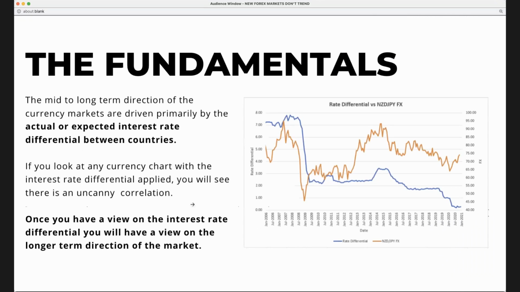Now, what I like to use is interest rate differentials, because I've found over time there is a correlation there. Now, it doesn't have to be perfect. It just has to give me a view of the markets for the next, say, 3, 6, 12 months. And that's what that allows me to do.